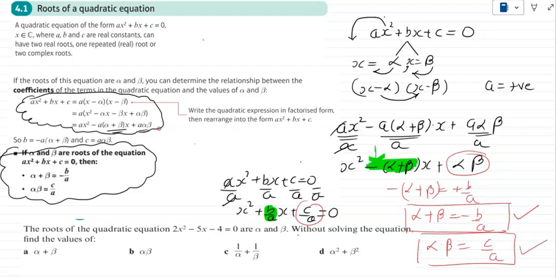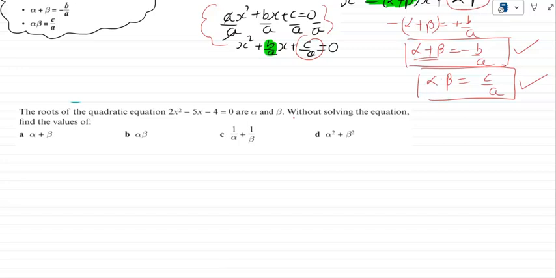Is that okay? So we had the quadratic equation, and we divided by a, and we divided by a here as well, and compared both equations. Once you compare both equations, you get alpha plus beta equals minus b over a, and alpha times beta equals c over a. Is that fine?